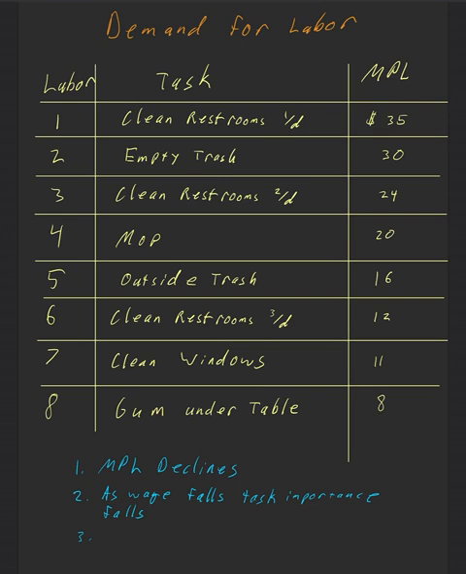So notice several things here. One is that marginal productivity of labor declines, so as we add more workers, the return to the labor falls. This is a normal course of things, right? Because of this, as wage falls, task importance falls. So when we assign new people here, we end up wanting to assign them less and less important tasks, because when we are willing to pay the most and we're at the highest point, we're going to end up wanting to focus on the most important tasks.